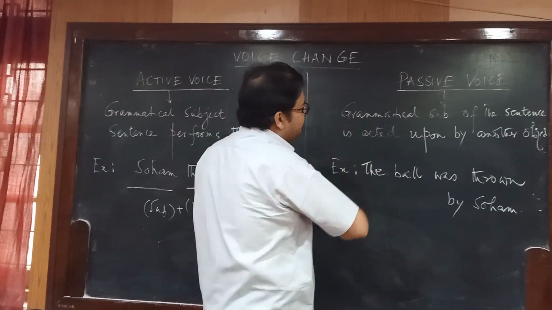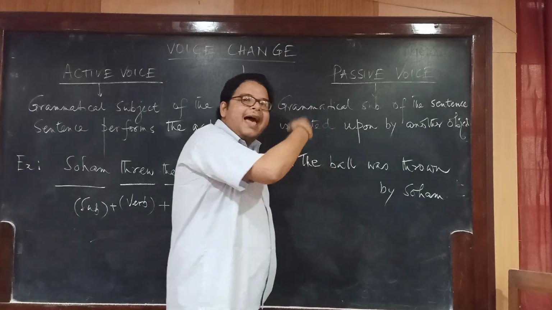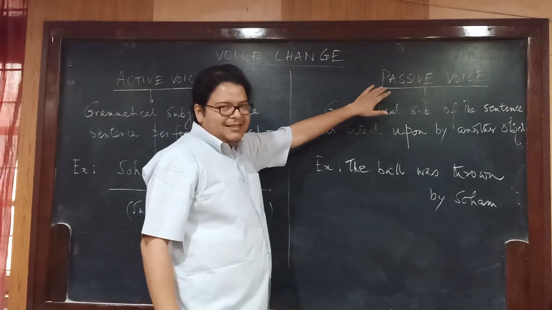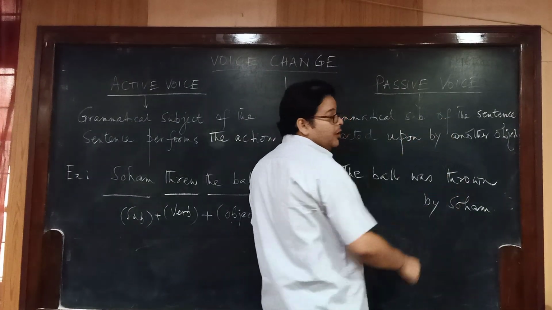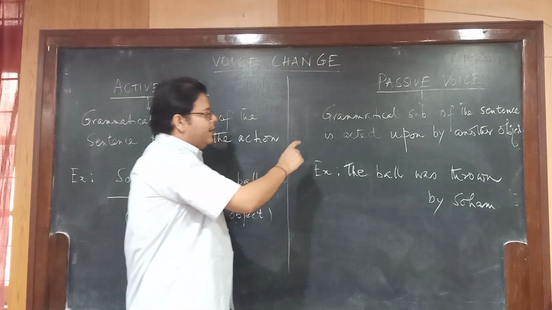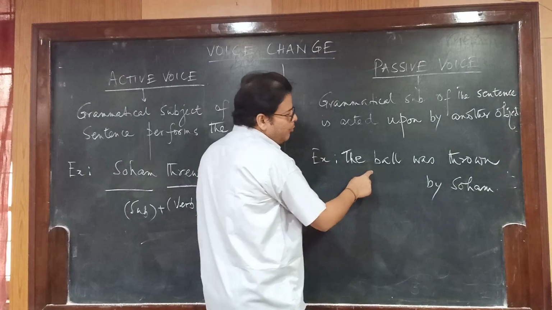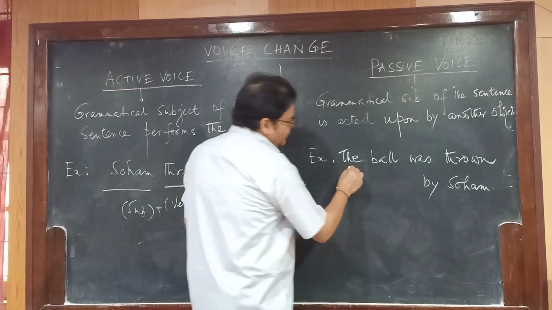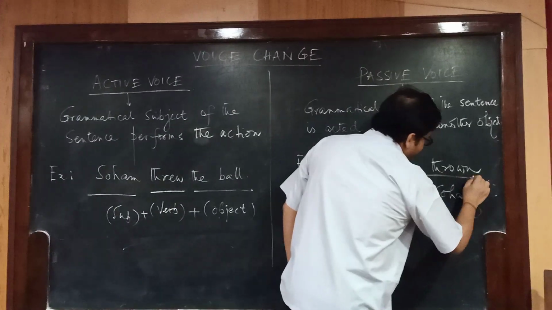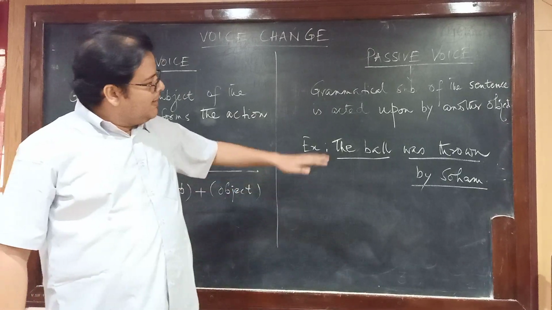Now, let's look at passive voice. Passive voice is when the grammatical subject of the sentence is acted upon by another object. Here, the grammatical subject was the actor. It was the performer. Here, in passive voice, the grammatical subject of the sentence is acted upon by another object. So what is the object here? The ball. So in passive voice, let's try to make the ball the subject of this sentence. The same sentence will be: the ball was thrown by Shoham. So the grammatical subject of this sentence is the ball. It is being acted upon. And what is that action? Was thrown. And then the actor or the performer, by Shoham.